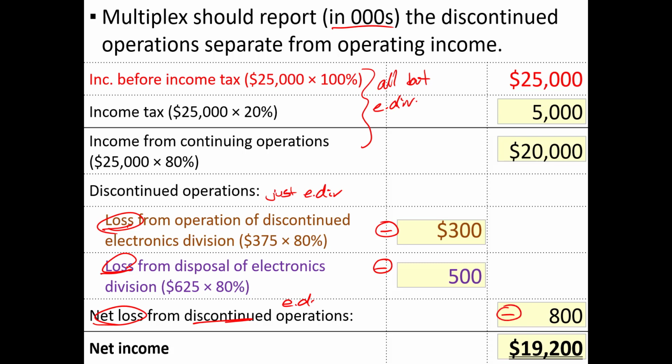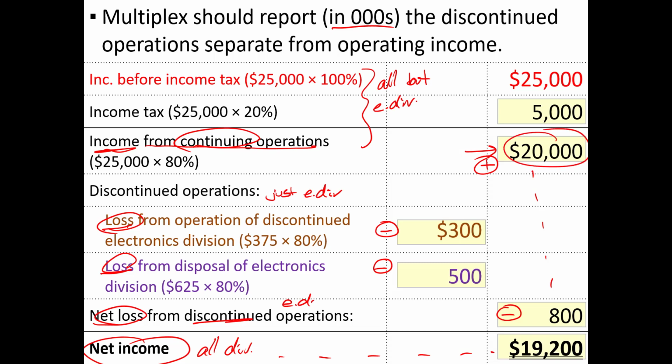Okay. Income from continuing operations, the continuing portion of the business, is 20 million. Okay. That's a positive number because we say it's income. But we still have the effects of getting rid of a division, so net income from all divisions. The whole company had net income of 19,200. We showed investors, however, that yes, even though it's 19,200 for net income, really this is what they should be focusing on. This is just the effects of getting rid of one of our divisions.